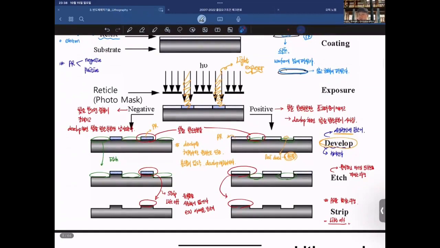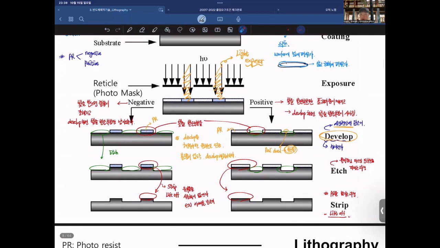The second step is exposure. Litho uses light. We can expose the light onto the semiconductor and make the semiconductor what we wanted and planned. There are two types of PR. First is positive, second is negative.